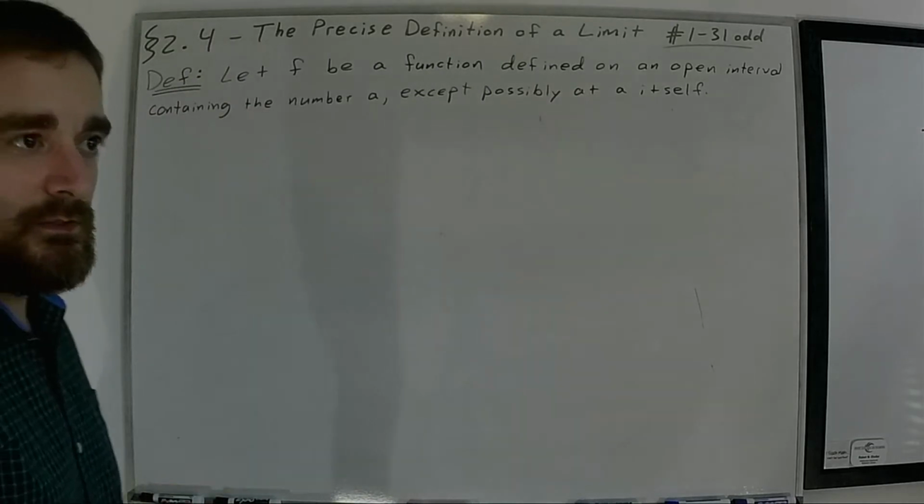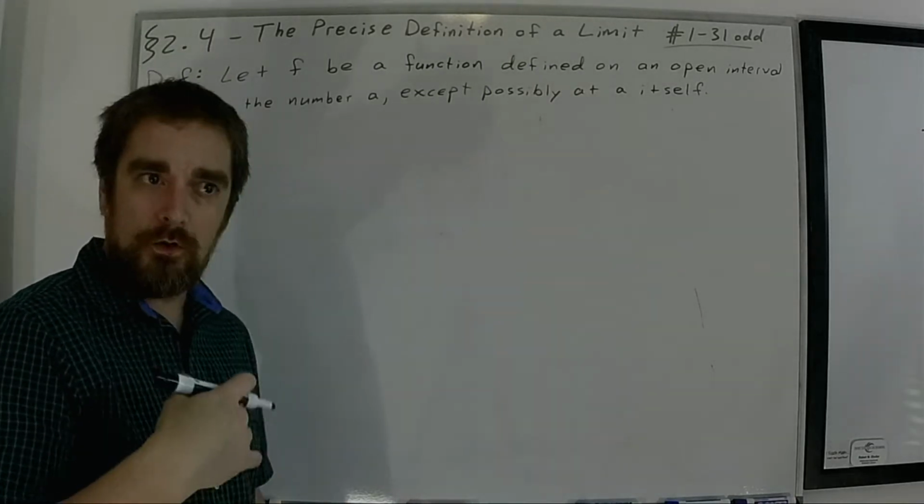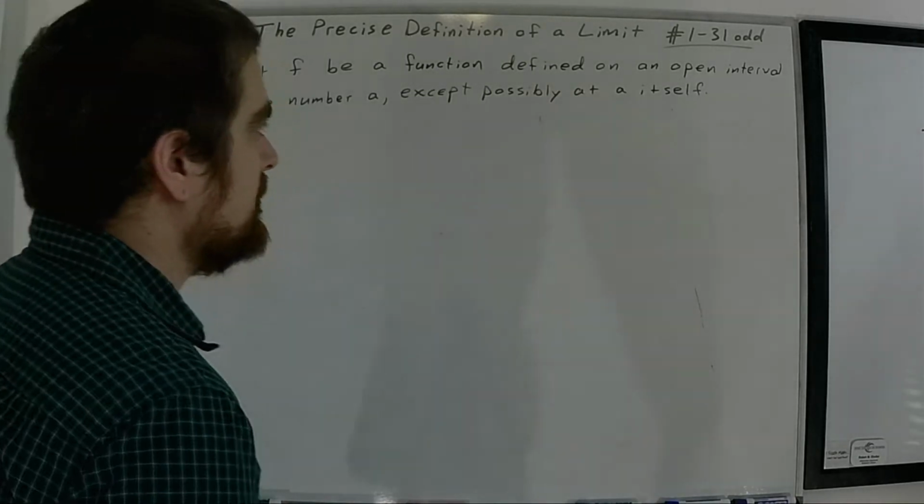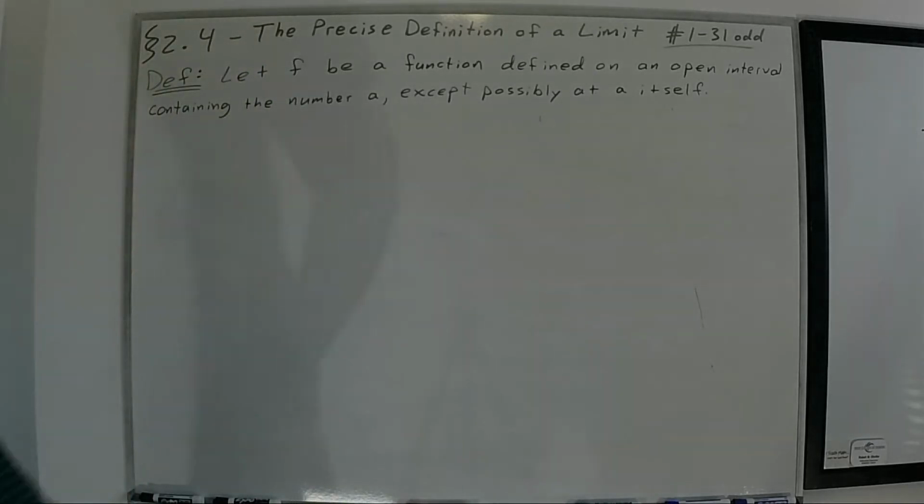We saw that limits also work if there's a hole or a vertical asymptote. We could still talk about this concept of a limit. So that's all that little last part is saying.